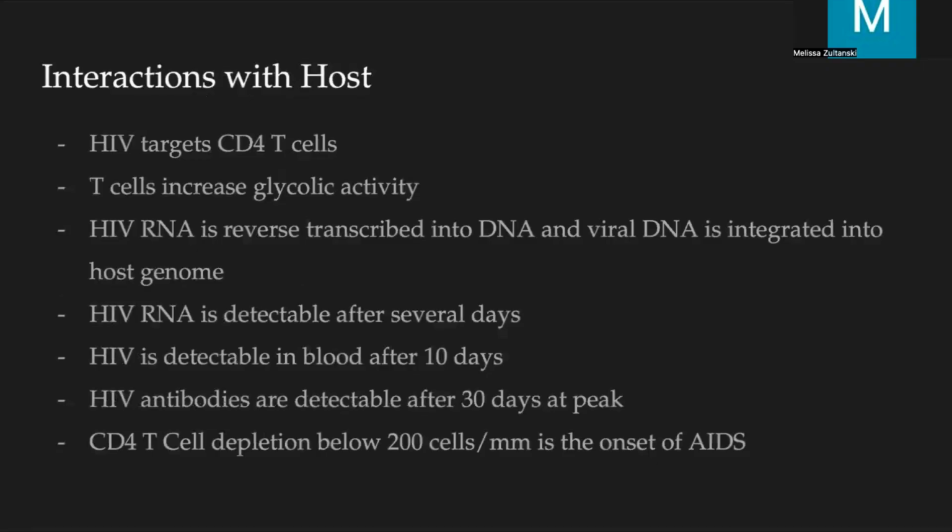So to go into the interactions with the host, transmission occurs through body fluids such as semen, vaginal fluids, and blood. HIV will initially target the CD4 T cells.